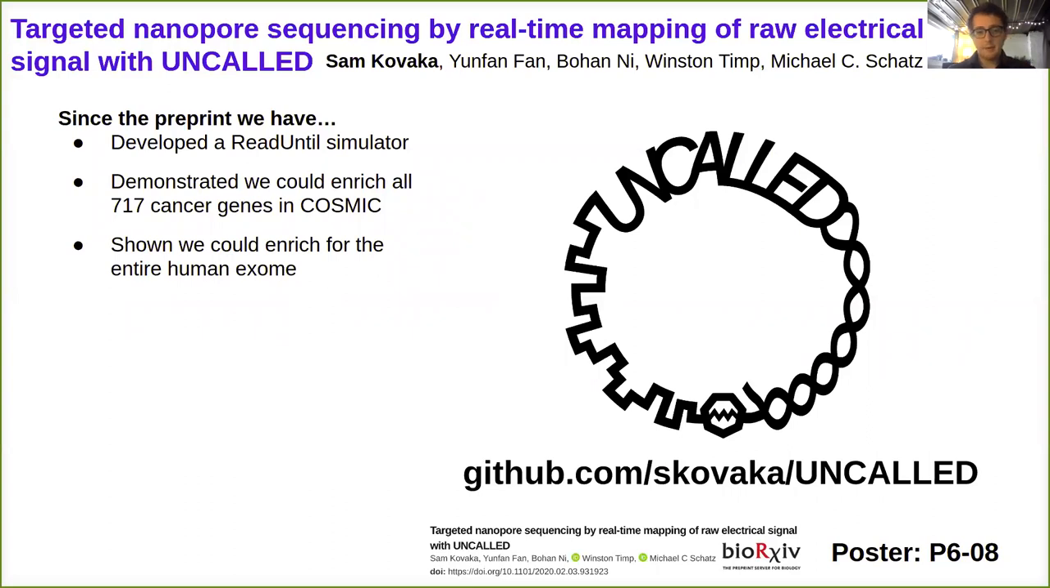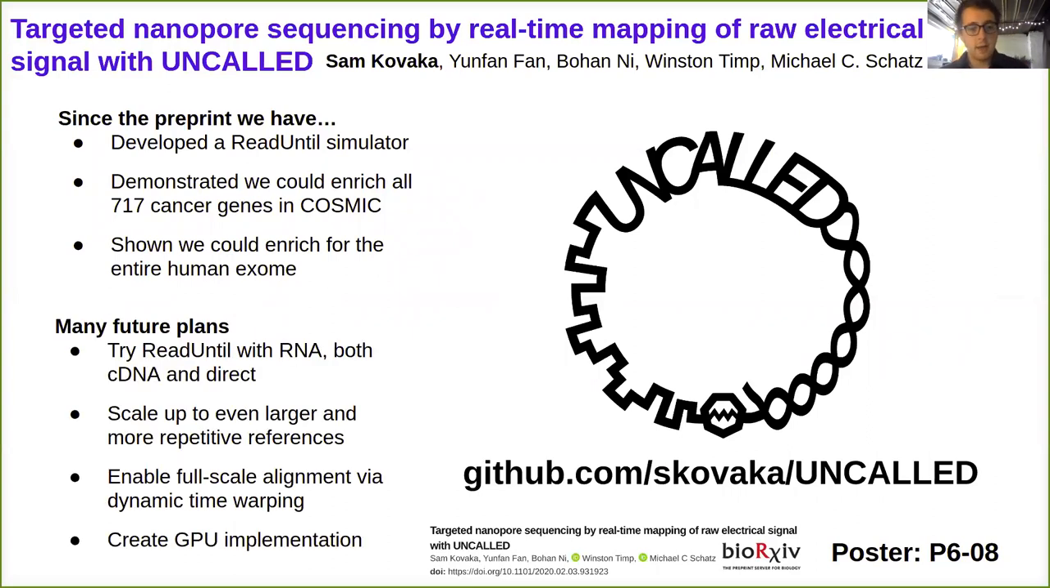Moving forward, we have a lot of future plans. A big one is trying to enrich RNA runs. We could either do standard cDNA sequencing or direct RNA sequencing, which is a unique capability of nanopore sequencers. We want to scale up to larger references and more repetitive ones. One way which could help with this is to do a GPU implementation to take advantage of that additional computing power. And we also want to try implementing dynamic time warping with Uncalled, which could enable full-scale signal-to-base pair alignment.